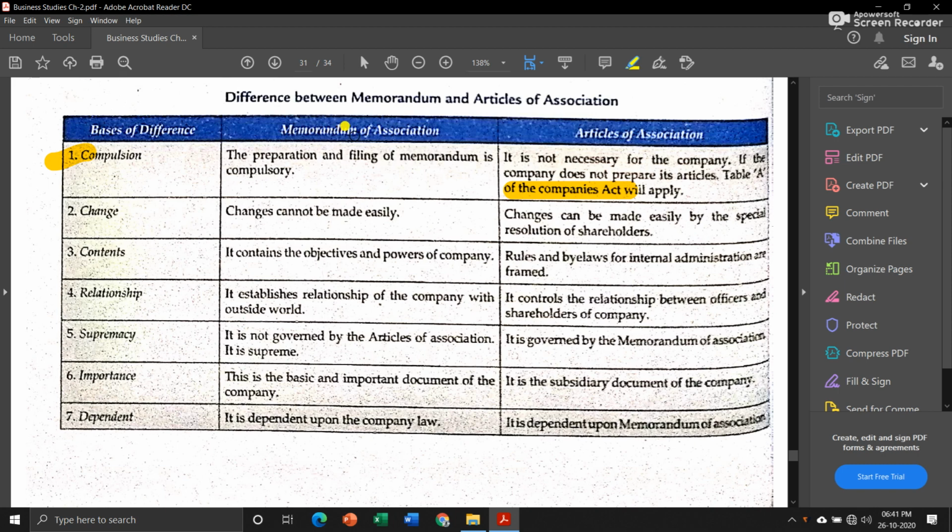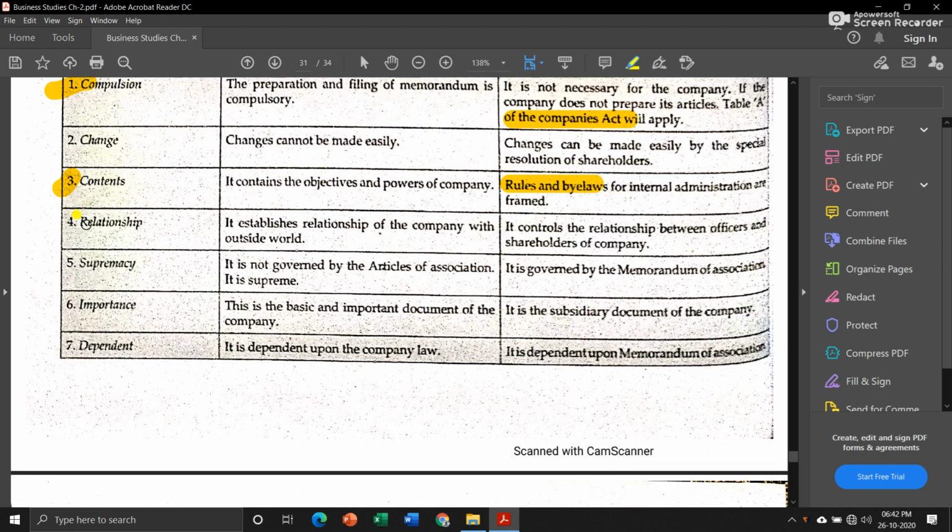Changing anything in the memorandum of association is not that easy, but the articles of association can be changed by taking a special resolution of the shareholders. Then third, contents. The memorandum contains the objectives and powers of the company, while the articles of association contain rules and bylaws for internal administration.